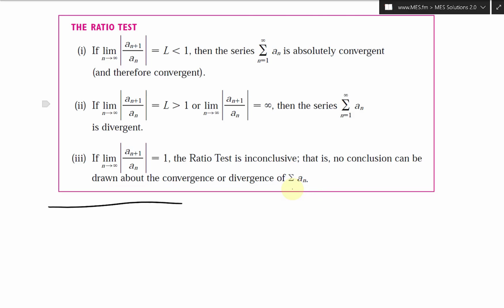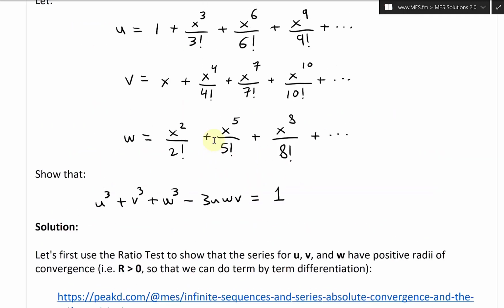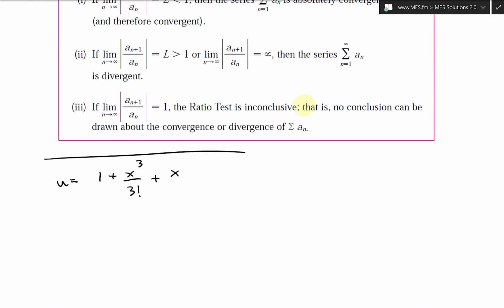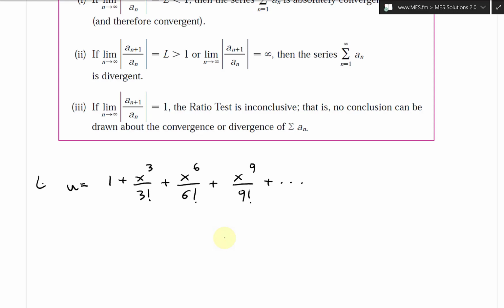So in our case, u equals 1 plus x cubed divided by 3 factorial plus x to the 6 divided by 6 factorial plus the next one, x to the 9 divided by 9 factorial, plus dot dot dot, etc. So this is x to the 3, then 6, 9, so it's separated by 3.